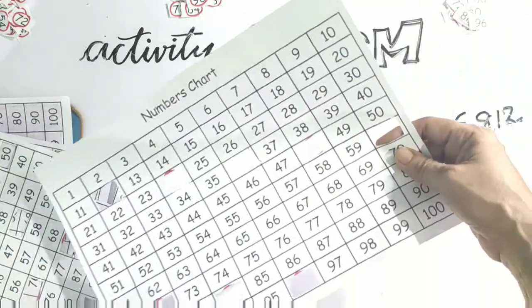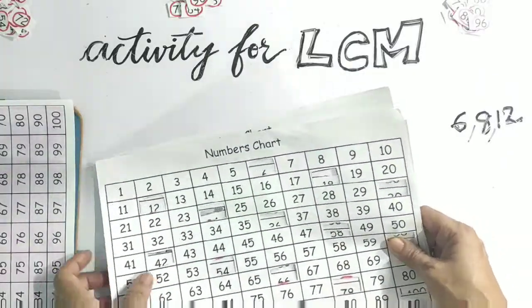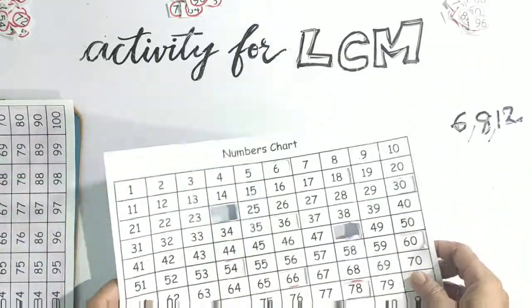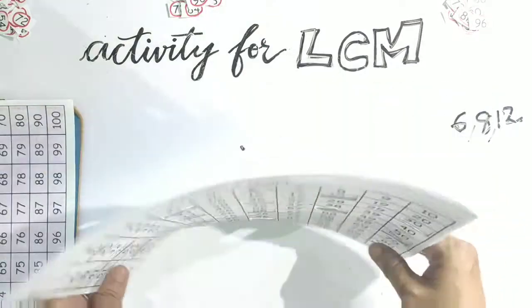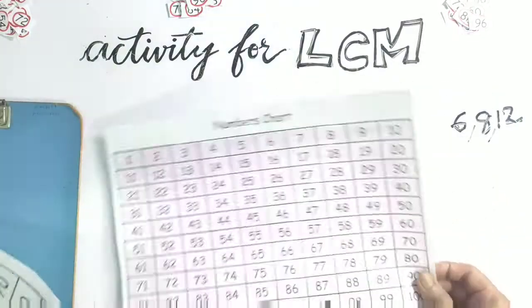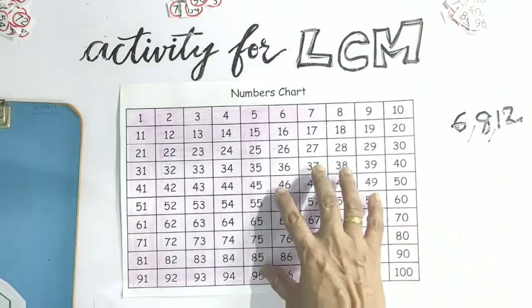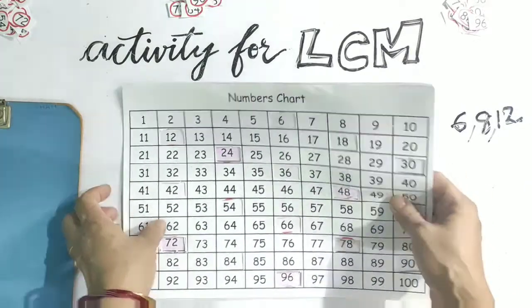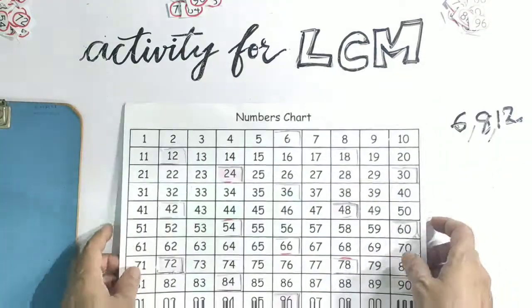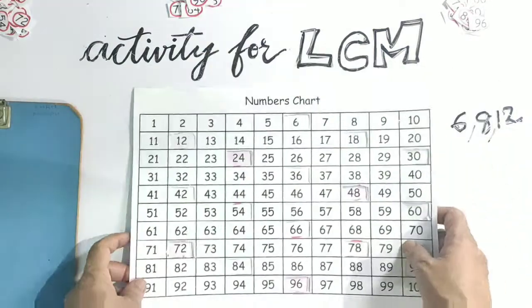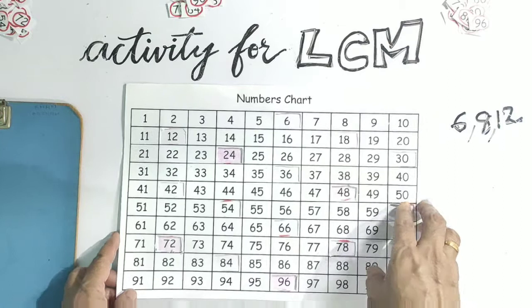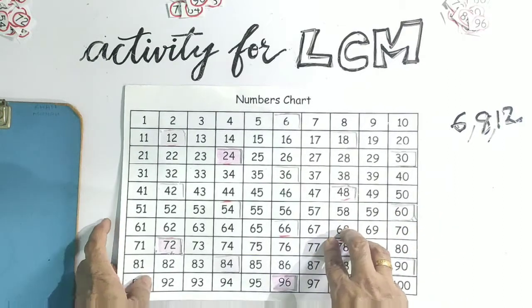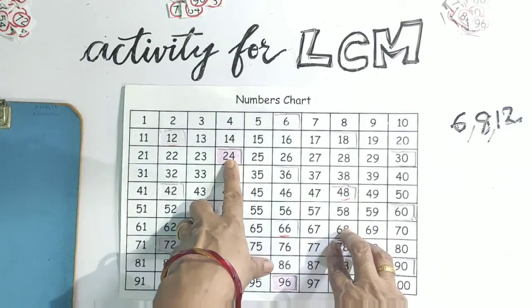Now you will have to put them one over another like this. And then at the end you will have to put the number chart which I have colored with pink color. Now put all the 4 number charts like this. Now you see which are the common multiples of these 3 numbers. You can look at it in pink color.